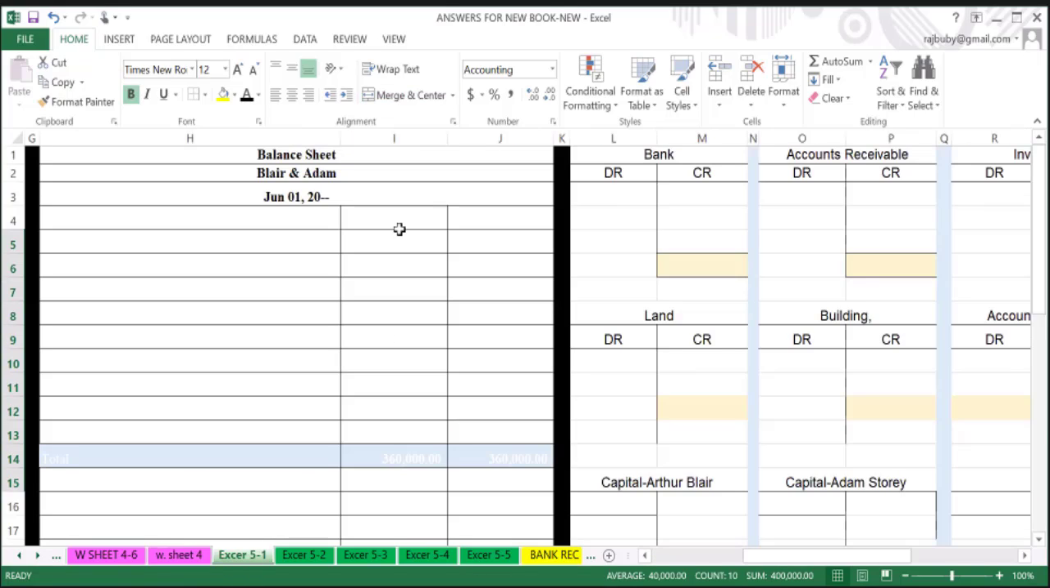And the first one, Arthur Blair. Yes, it is. You are going to write a journal for him first. He's contributed cash, accounts receivable, inventory, and accounts payable. From that, you are going to calculate the capital. The same way you are going to do for the second one. You have the worksheet with you, right? Yes.